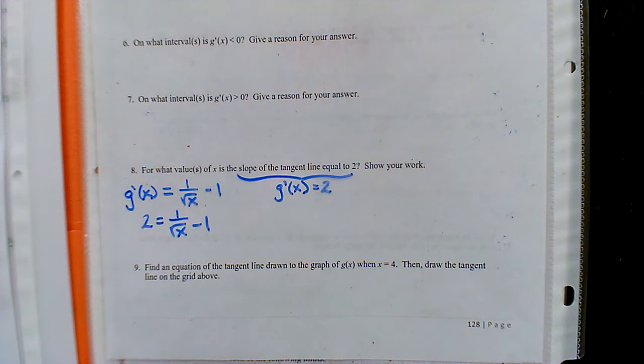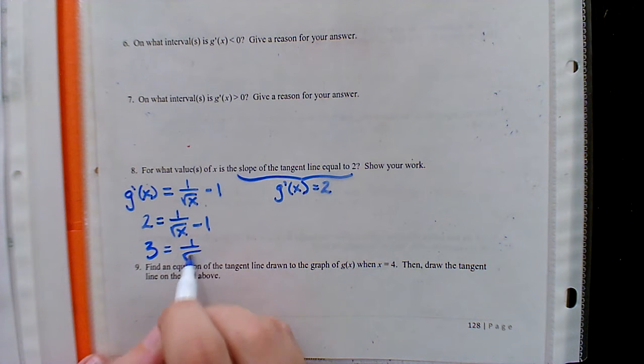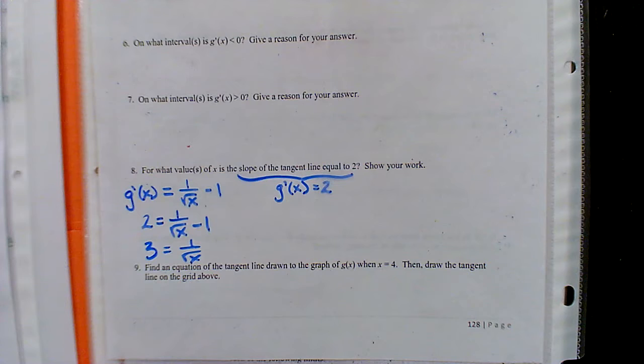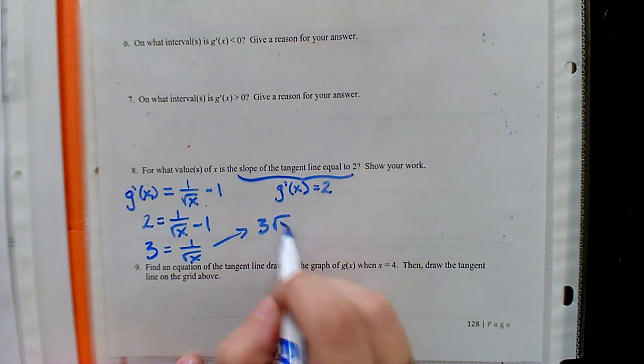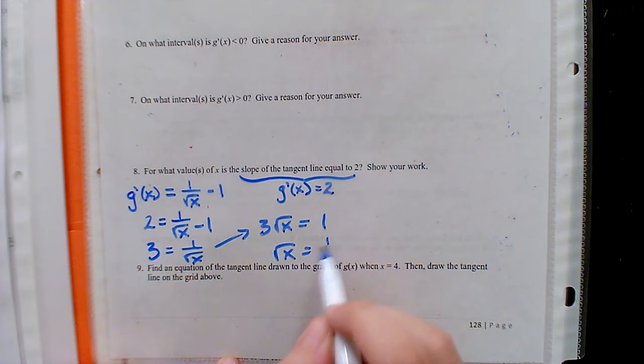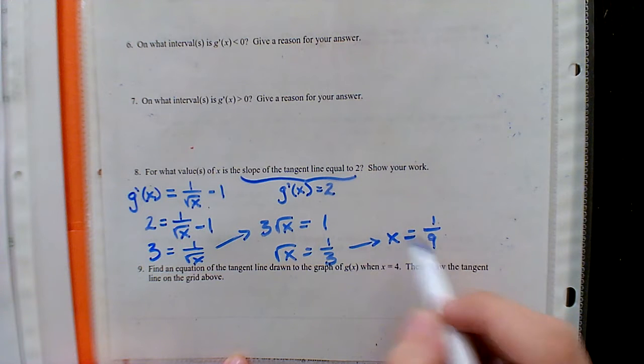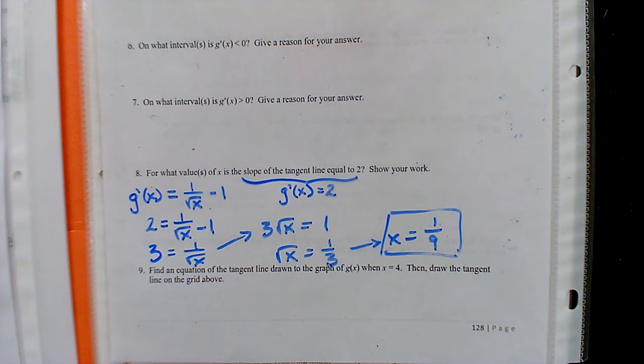So algebra skills, what do you want to do? How can we get x all by itself? Add 1. Multiplying with the square root of x. Get rid of the fraction by multiplying over the denominator. Divide by 3. Square both sides. All right, so at the x location of 1/9, your tangent line would have a slope of 2.